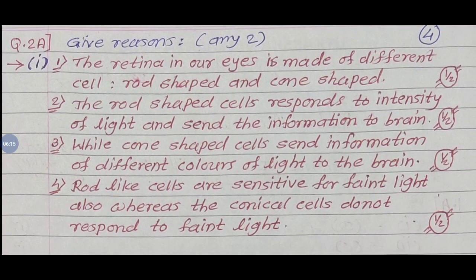The retina in our eyes is made of different cells such as rod-shaped and cone-shaped cells. The rod-shaped cells respond to the intensity of light and send the information to the brain. Third point, cone-shaped cells send information of different colors of light to the brain. That is an important function of cone-shaped cells.